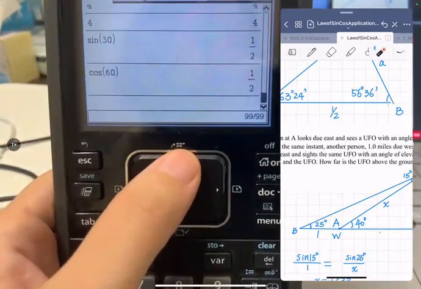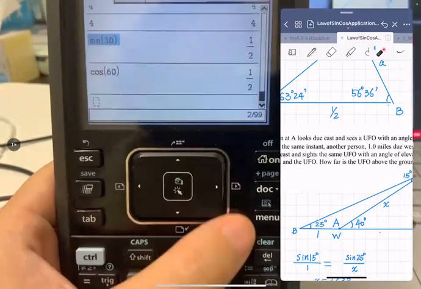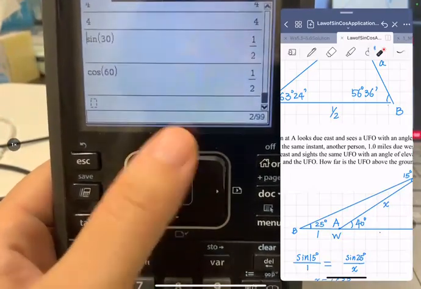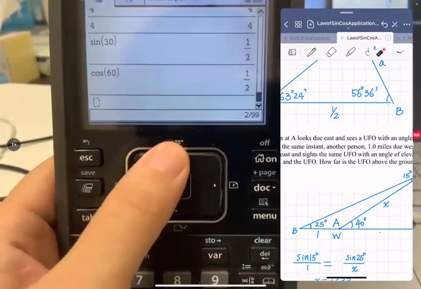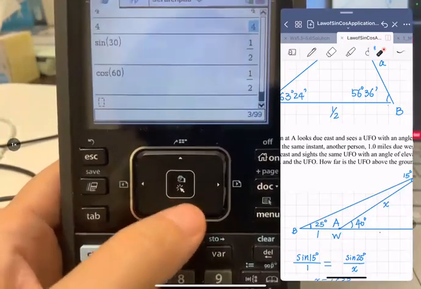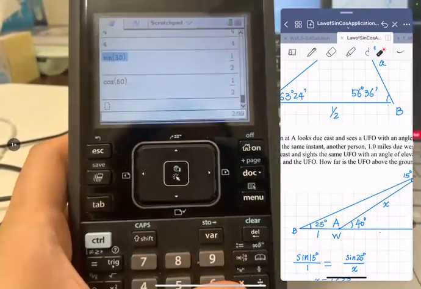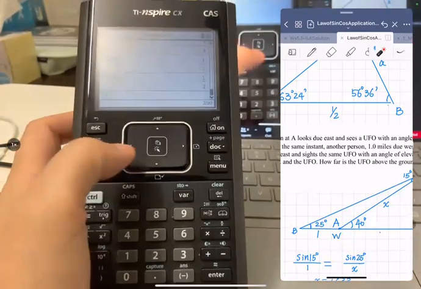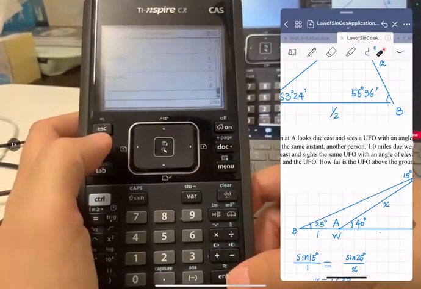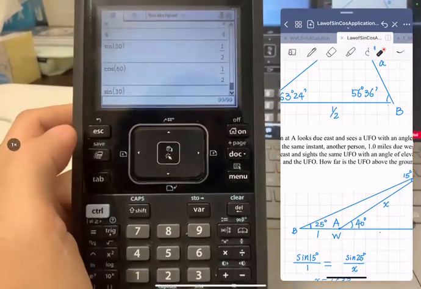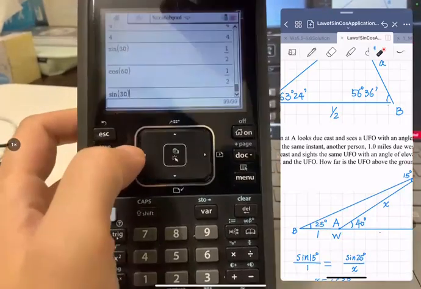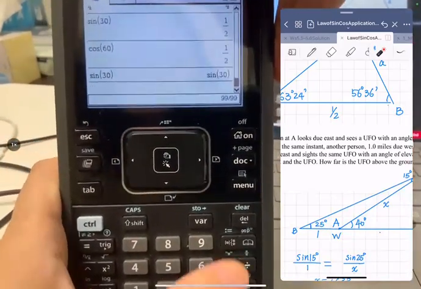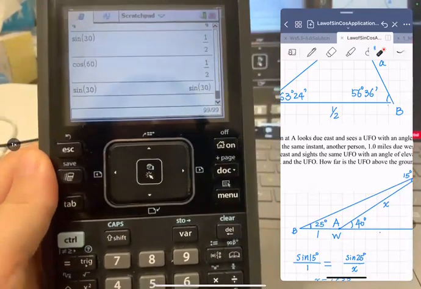And if you go back, if you see sine 30 degree, you can use the arrow button to go up or go down. After you highlight and click enter, that thing will be automatically copied and pasted. You do there, oh, sine 30, they don't give you anything.